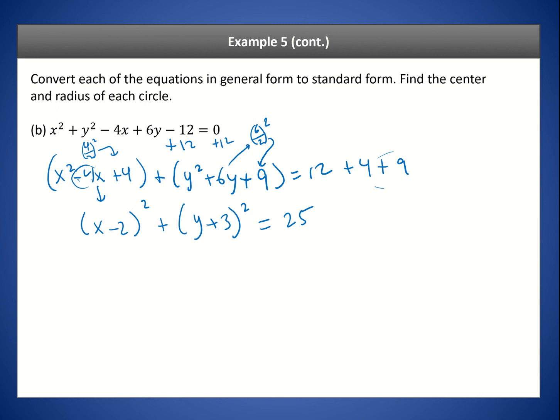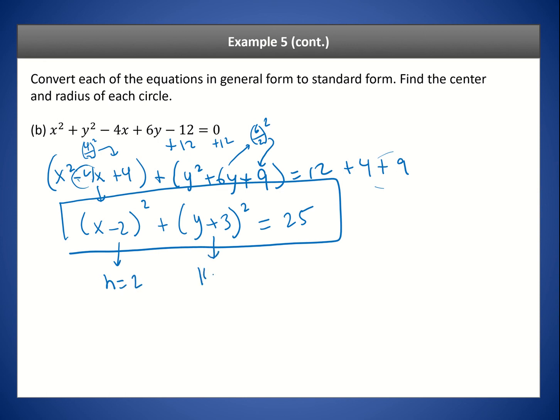All right, so now we went ahead and converted it to standard form. Remember that the h is going to be 2, the k is going to be negative 3 because the signs are different, plus and minus, right? And then the radius squared is 25, which means that the square root of the radius squared is the radius, square root of 25 is 5. So the center is 2, negative 3 with a radius of 5.